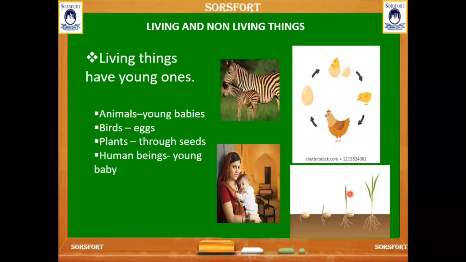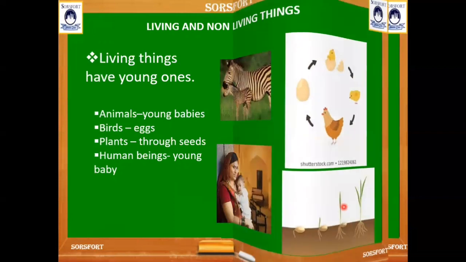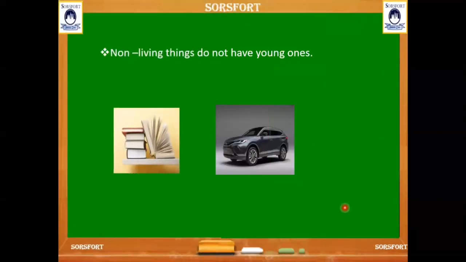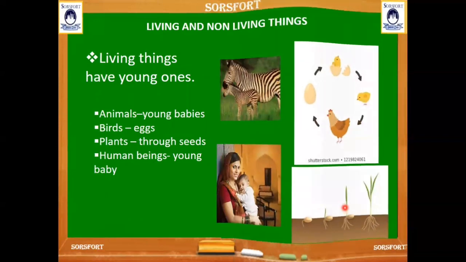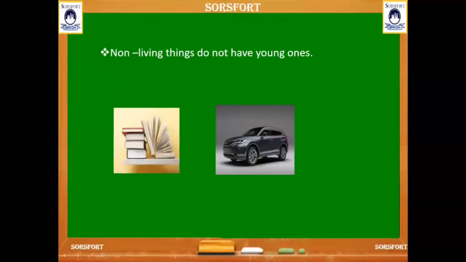Plants reproduce through seeds. If we get a seed from the fruit and sow the seed, it will grow into the seedling, then plant, and then the big plant. And the non-living things do not have young ones. And this is all about living things and non-living things.